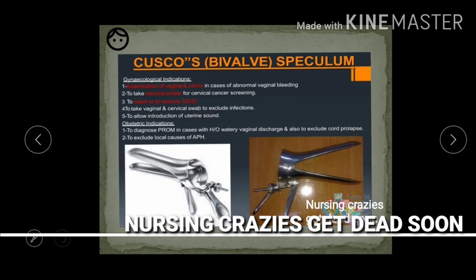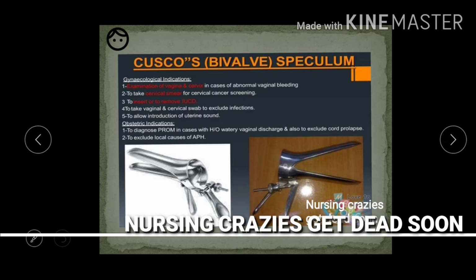If we are taking high vaginal swabs, the chances of contamination are more with the external vaginal flora. So if you want to prevent contamination of the sample, in that case we are using this speculum. Then the next one is to allow introduction of the uterine sound. If we want to measure the uterine length in cases of IUCD, or the length of the uterine cavity, in that case also we are using this speculum.